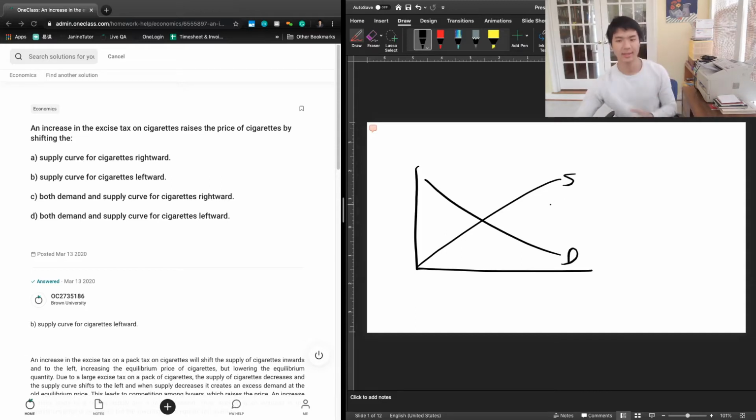And an increase in the excise tax is going to be a tax levied on sellers that raises the prices of cigarettes at every single price level of the quantity supplied, or said in other words, it's going to reduce the quantity supplied at every price level, right? And so what that looks like is going to be a leftward shift.